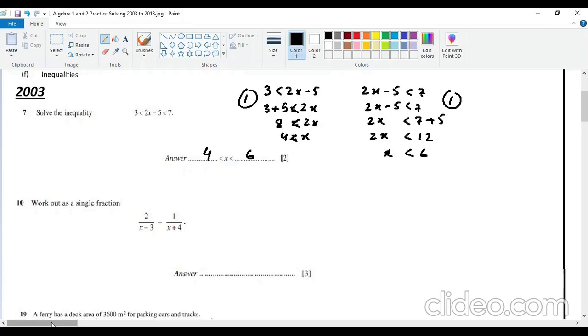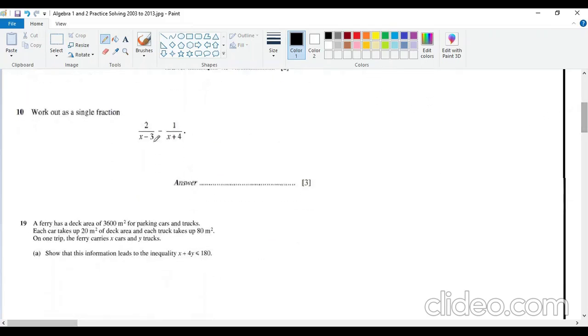Now, work out a single fraction. When it comes to a single fraction, you deal with the same pattern: you multiply this one, x minus 3 and x plus 4, to become one denominator, x minus 3 and x plus 4, and on top this 2 is going to be multiplied by x plus 4, and this 1 is going to be multiplied by x minus 3. Always remember this. So we are going to multiply 2 by x plus 4, and then a sign of negative here, and then minus 1 is going to be multiplied by x minus 3.